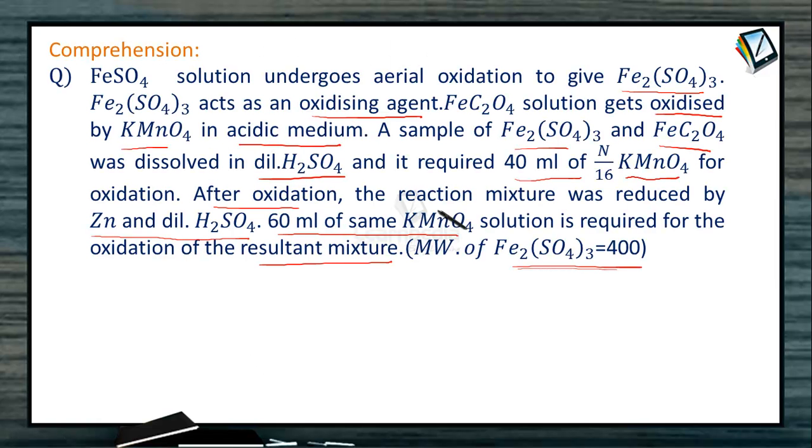Now, after oxidation, the reaction mixture was reduced by zinc and sulfuric acid. 60 ml of the same KMnO4, that is N/16 KMnO4, is required. So this KMnO4 of 60 ml is used by what?